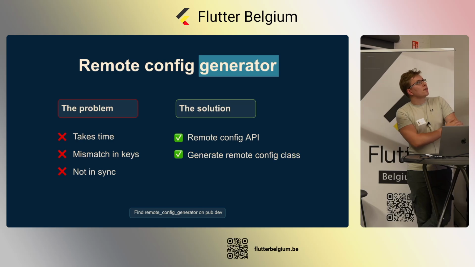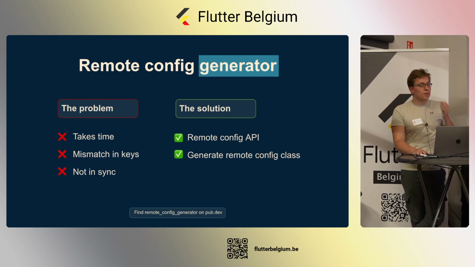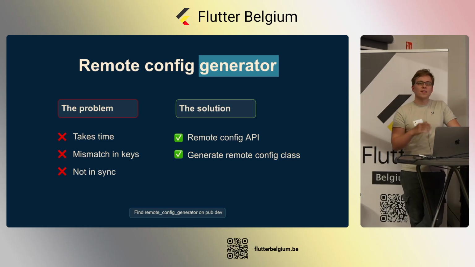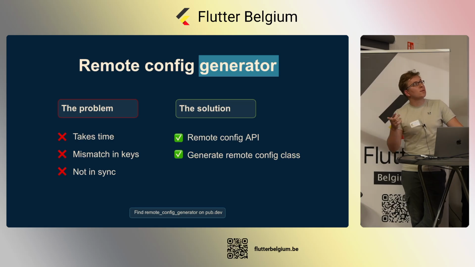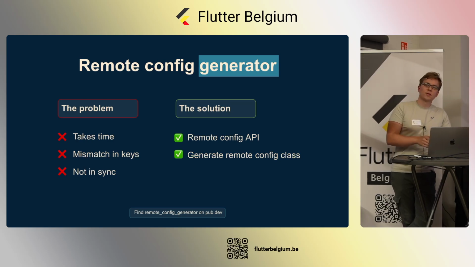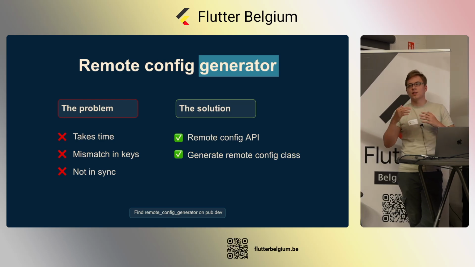Then another thing we really wanted to automate was remote config. The problem that we had was every time you add a new flag to the remote config, it takes a lot of time. Because we use Firebase, you have to go to Firebase, add it there, you have to go to your code, you have to add that you receive, you have to add that specific line there as well. See that the keys match. If you have mismatching keys, then it's not going to work.